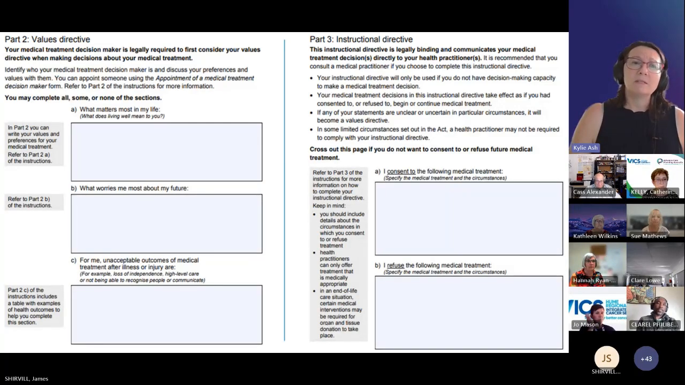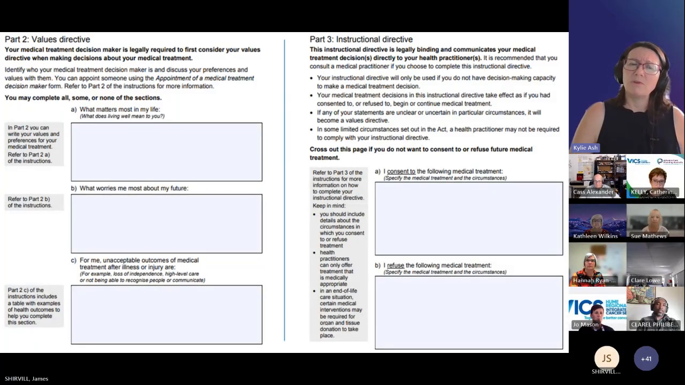Your medical treatment decision maker is legally required to first consider your values directive when they make decisions about your medical treatment. So you may complete all, some, or none of the sections in part 2. I think that's also very important to note. Part 3 is the instructional directive, also not compulsory to complete. The instructional directive is legally binding and communicates your medical treatment decisions directly to your health practitioner. It is recommended that you consult a medical practitioner if you choose to complete this instructional directive.